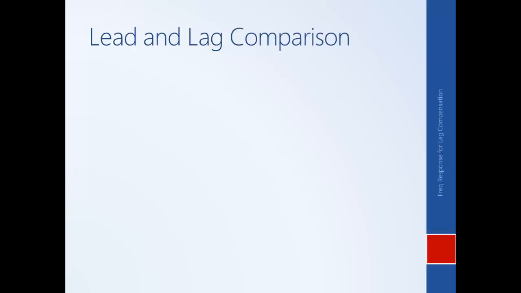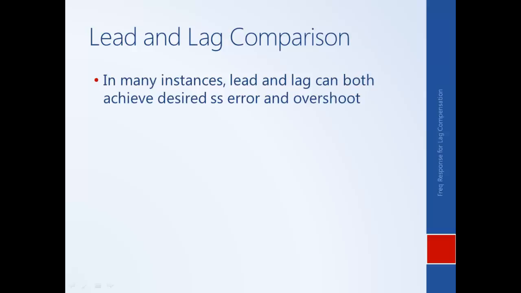So sort of to conclude, we'll go ahead and think about what the lag compensator does in comparison to the lead compensator we saw previously. So in many instances, a lead and a lag can achieve the same sort of goals. So in this case, we had an example where we were trying to achieve a certain level of steady state error and a certain amount of maximum percent overshoot. And so we could have done that with either a lead compensator or a lag compensator.